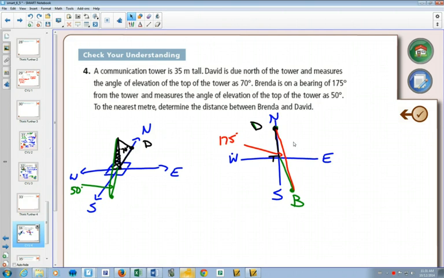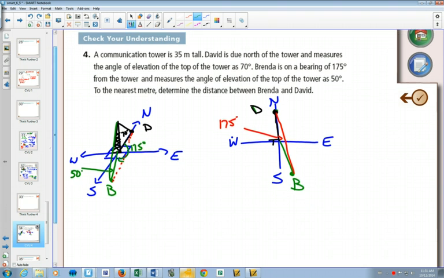And we want to find out, we also know for Brenda that this big angle in here along the ground is 175 degrees. And we want to find out how far Brenda and David are apart. So there's my three-dimensional picture. And from that three-dimensional picture, I'm going to draw three two-dimensional pictures. I'm going to draw the triangle that David makes with the tower. I'll do that one in black.